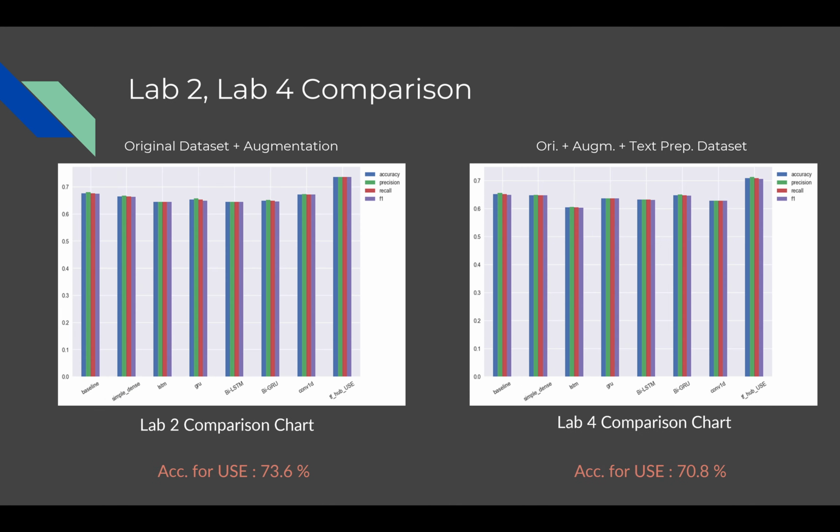Let's compare Lab 2 and Lab 4 and investigate the effect of data augmentation on text preprocessing. However, based on the results of Lab 2 and Lab 3, we should not expect the performance to improve with both data augmentation and text preprocessing. Moreover, when comparing Labs 1, 2, and 3, it can actually be seen that the impact of augmentation on the model is greater than that of text preprocessing.